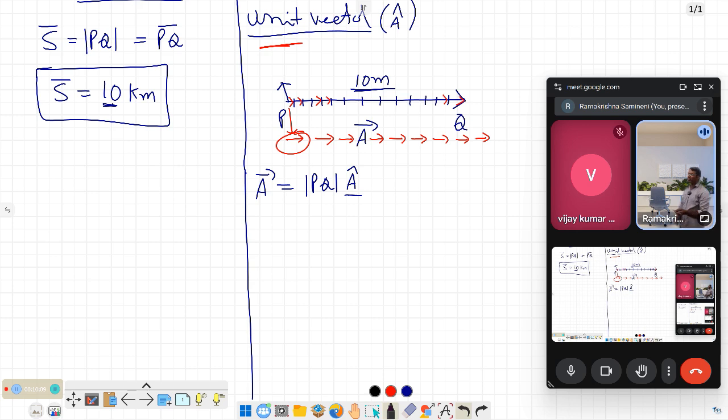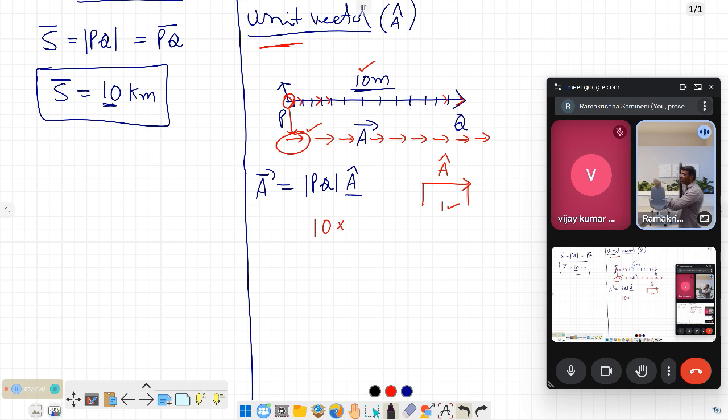What is the definition of a unit vector? A unit vector, indicated with a cap, has a magnitude, and this magnitude is always 1. How much? 1. The unit vector magnitude is always 1. The vector which I actually took, what is the magnitude? 10. But the smallest part of that vector, called the unit vector, has a magnitude equal to 1.